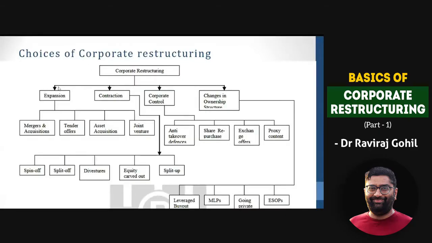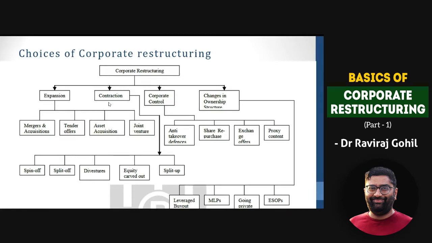The first strategy is called expansion strategy, which is growth oriented. You would like to increase the size of your firm. So merger and acquisition, tender offers, asset acquisition of some other company, or getting into a joint venture with some company is an option of expansion. Opposite of expansion is contraction. So in contraction, you have choice of spin-off, split off, divestitures, equity carved out, and split up.